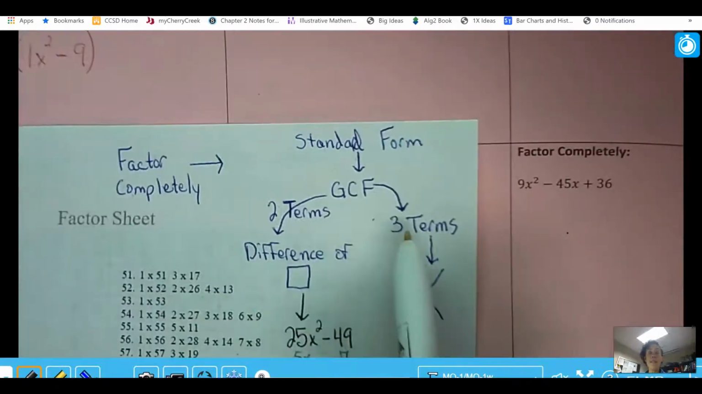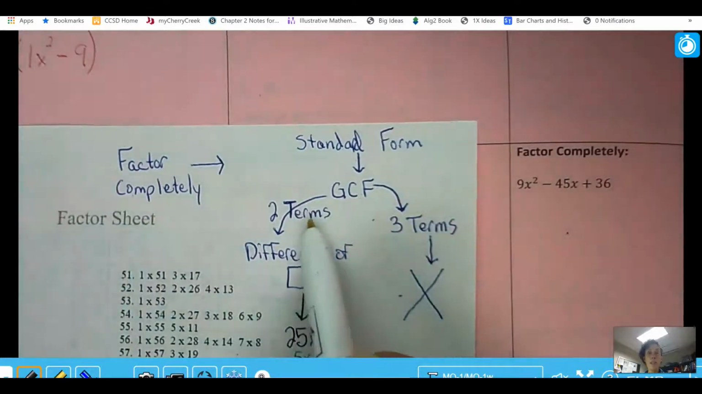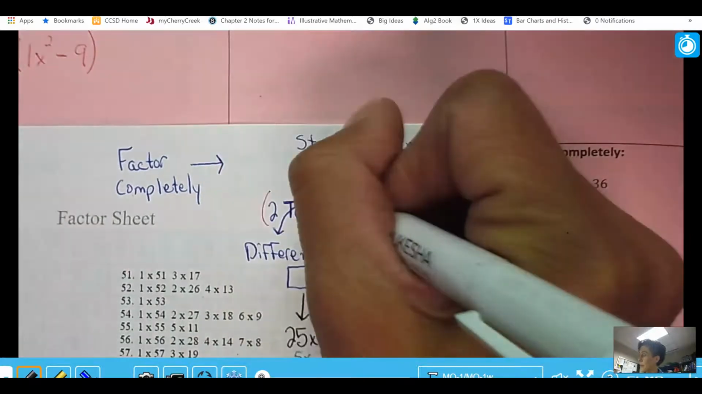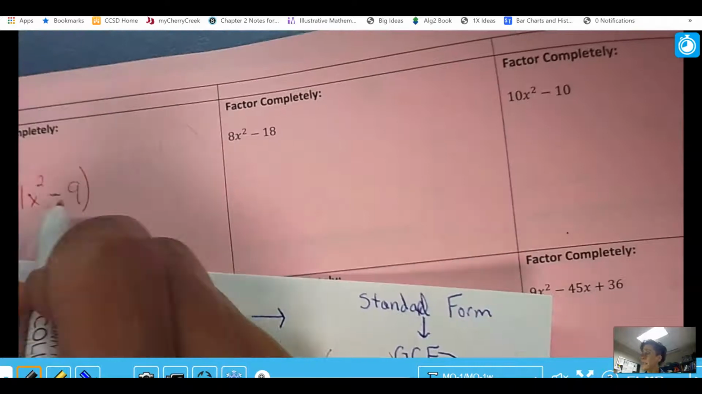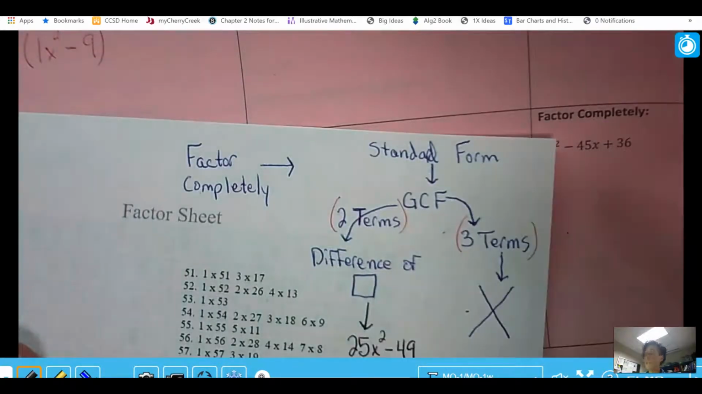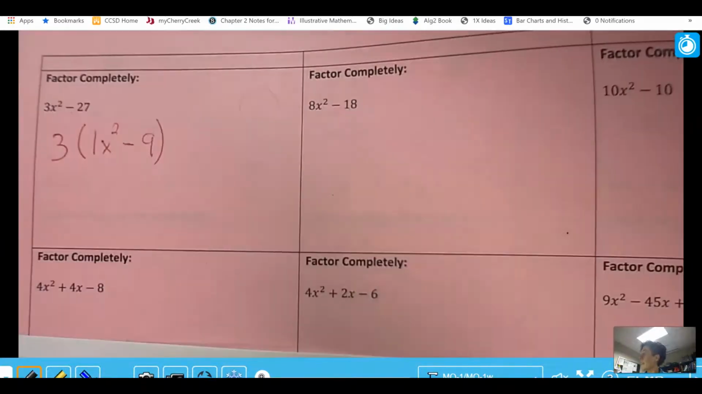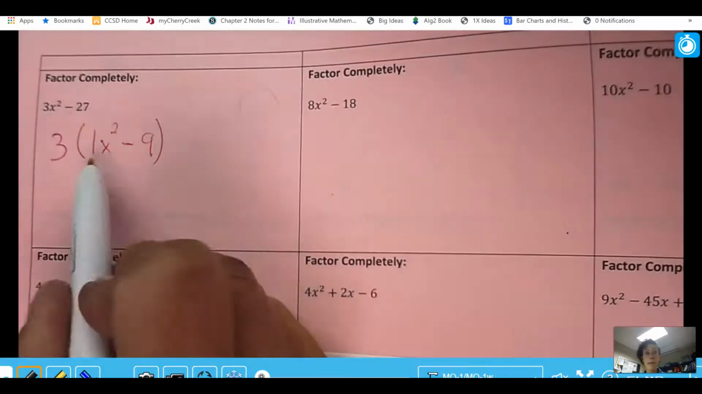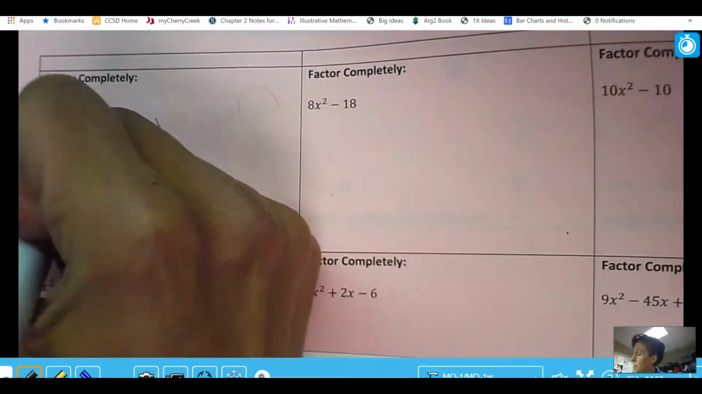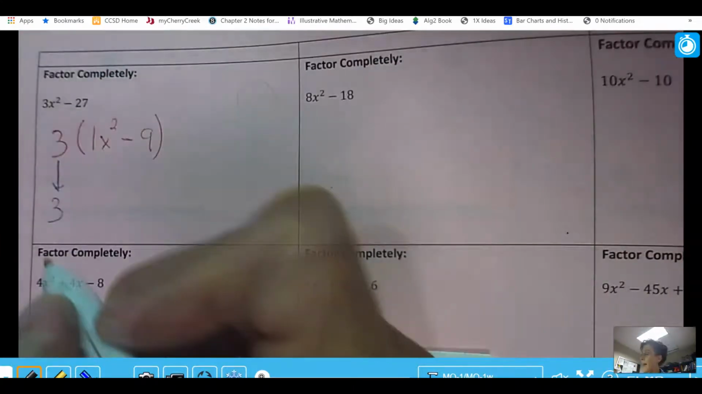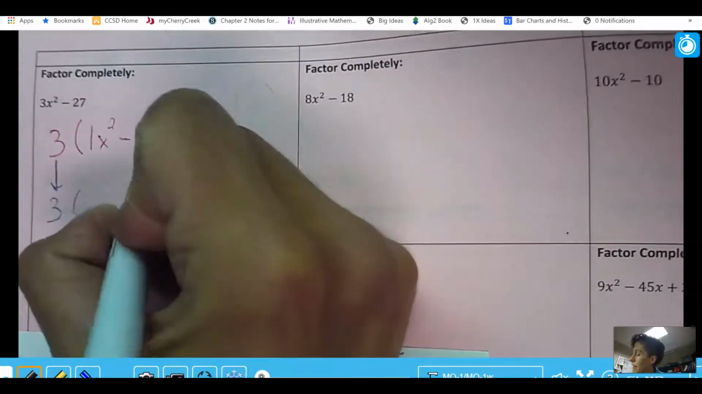So once I've done the GCF, whatever's still in the parentheses, and you know what, while you're here, let's add these in parentheses. Whatever's still in the parentheses, this has 2 terms. I'm going to see if it's a difference of squares. And it is, because there's 2 terms. There's the difference, and these all have nice square roots. So here, this GCF, this 3 is coming down. And now I'll be making my parentheses.